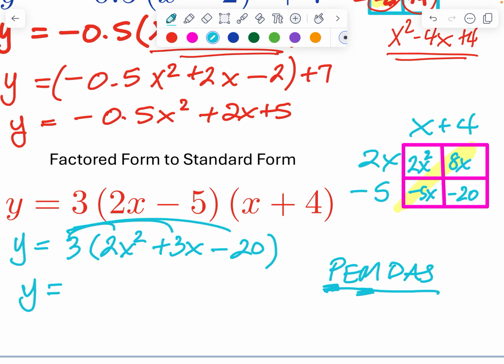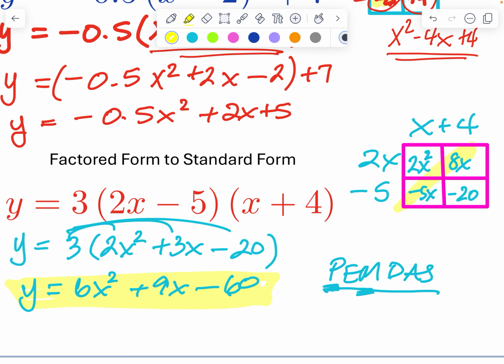So I get y equals 3 times 2 is 6, and 3 times 3 is 9, and 3 times 20 is 60, and I have a minus sign. So there I have finished my factored form to standard form.